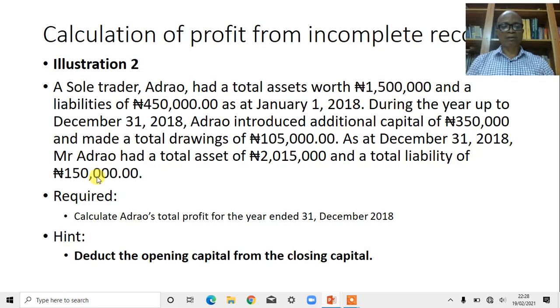We are required to calculate Adrao's total profit for the year ended 31 December 2018. That's what we're required to do. The hint for this illustration is to know how to calculate the opening capital, and then know how to calculate the closing capital. When you have the two, you deduct the opening capital from the closing capital, and that will afford you to know that every increase over the initial capital will be tantamount to the profit.